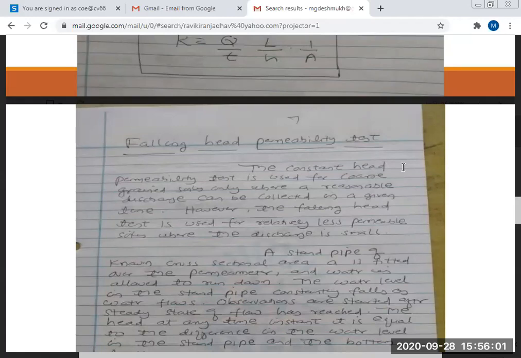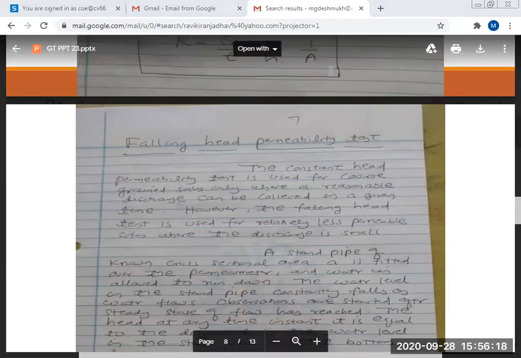This is one difference. And the second difference is that this is used in coarse grained soils, whereas this is used in fine grained soils. A few more differences are there that I will give you in the notes. So these are the major differences.